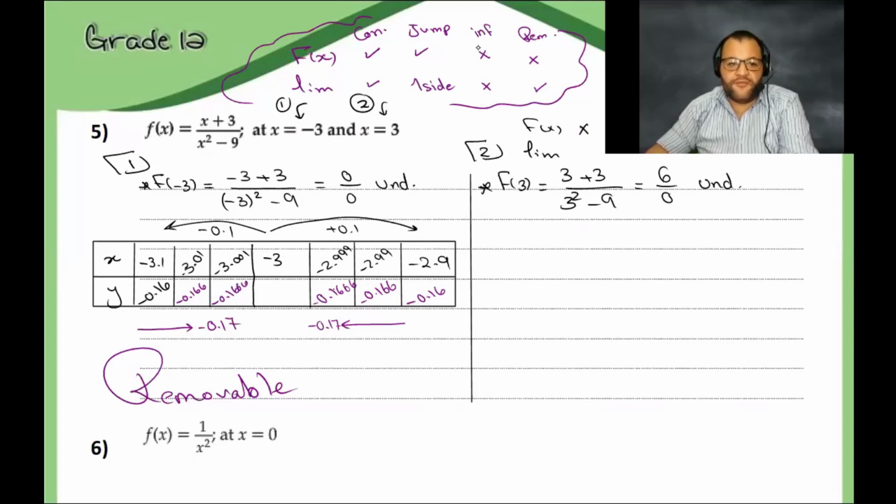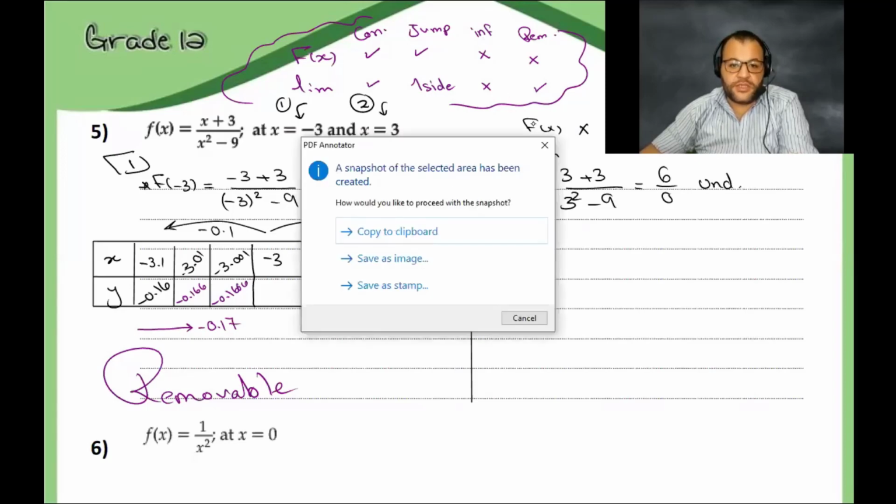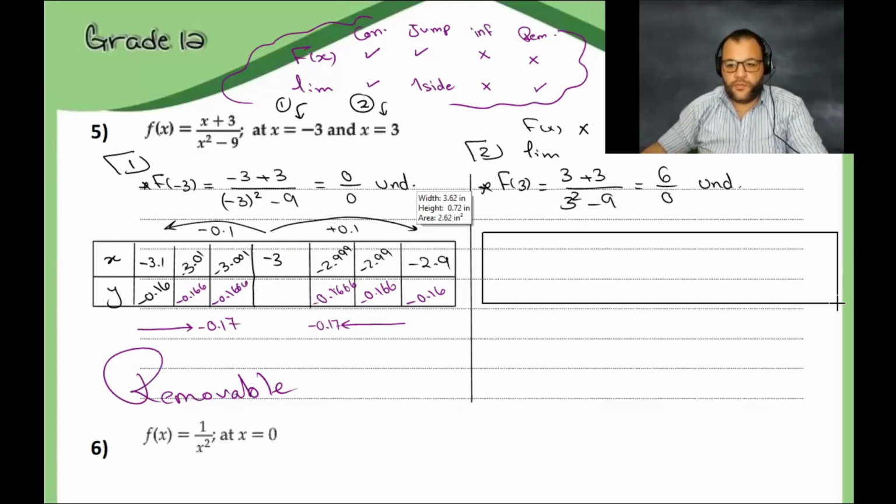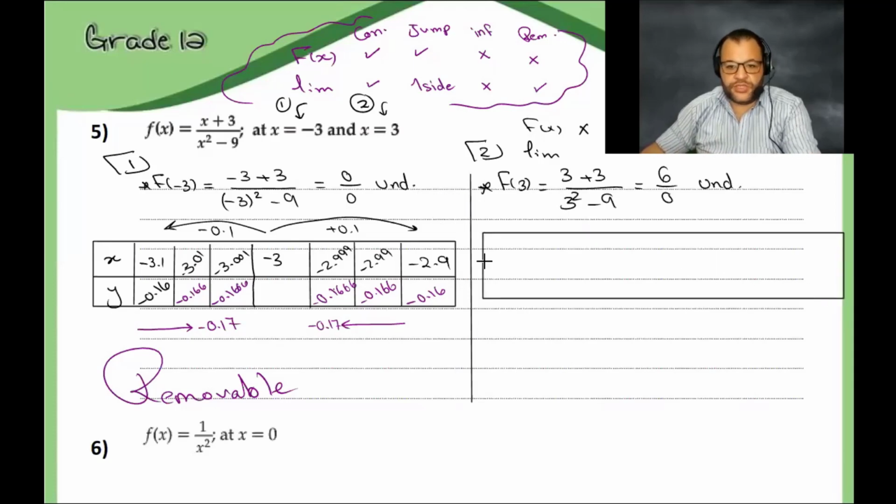It means now we have one of the two cases. The first one could be infinite discontinuity, and the second one could be removable. It depends on whether there is a limit or not. So we'll check whether there is a limit or there is no limit.